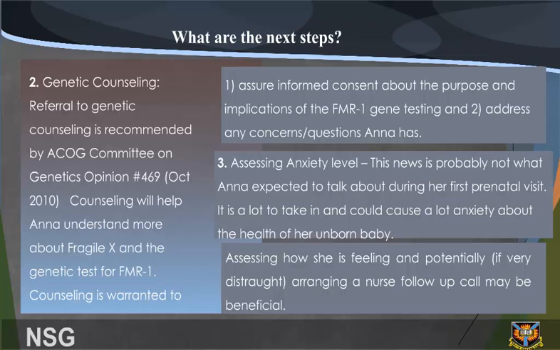3. Assessing anxiety level. This news is probably not what Hannah expected to talk about during her first prenatal visit. It is a lot to take in and could cause a lot of anxiety about the health of her unborn baby. Assessing how she is feeling and, potentially, if very distraught, arranging a nurse follow-up call may be beneficial.